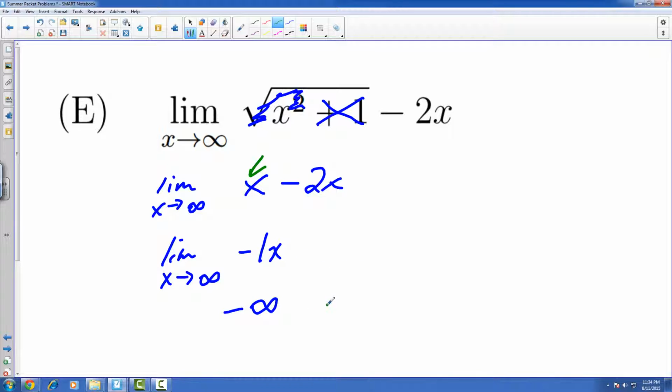This limit still would not exist, so it would be a DNE. And that's where you would see a vertical asymptote happening. All right, so again, that would be problem 3, capital E, from the Limits Summer Packet.